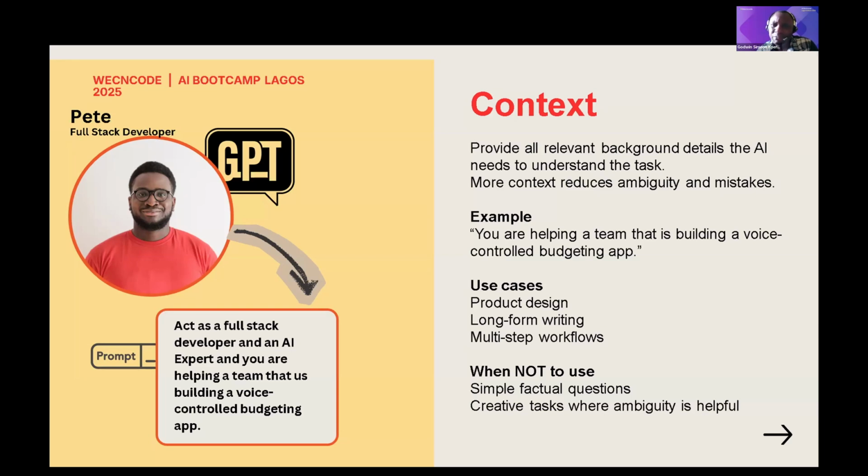An example is you are helping a team that is building a voice-controlled budgeting app. So you can design a prompt this way: act as a full stack developer and an AI expert, and you are helping a team that is building a voice-controlled budgeting app.